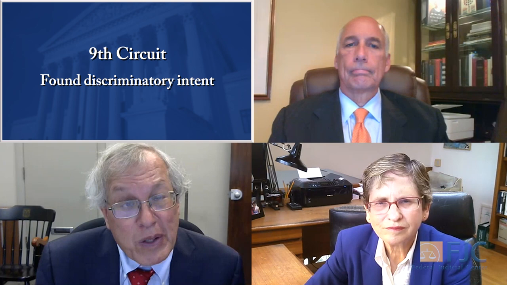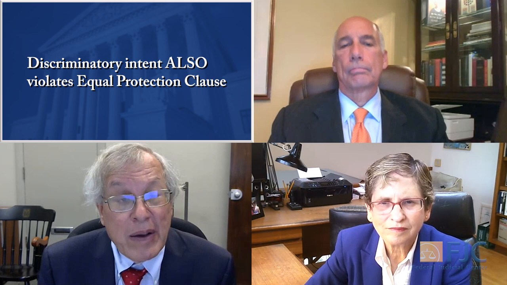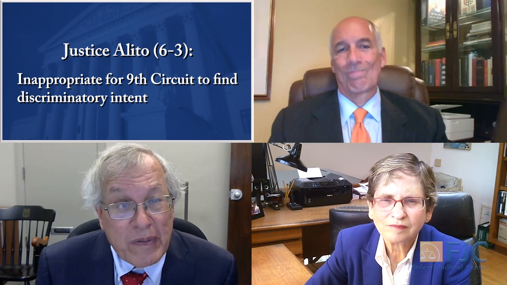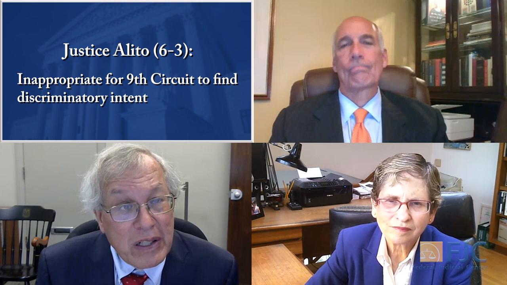The Ninth Circuit had also found there was a racially discriminatory intent, and that violates both equal protection and the Voting Rights Act. But Justice Alito said the Ninth Circuit erred. The district court had found no evidence of discriminatory intent, and unless the Ninth Circuit determined there was clear error, it acted inappropriately in reversing the district court.